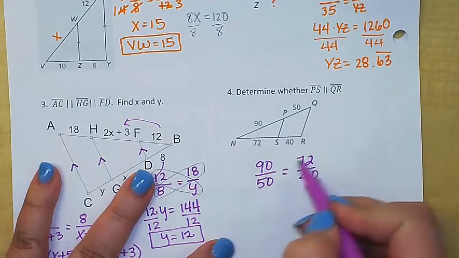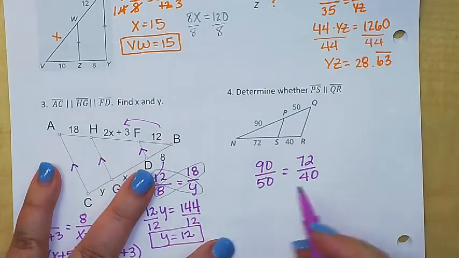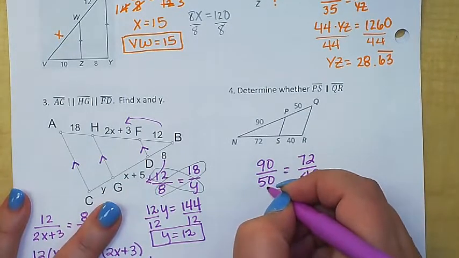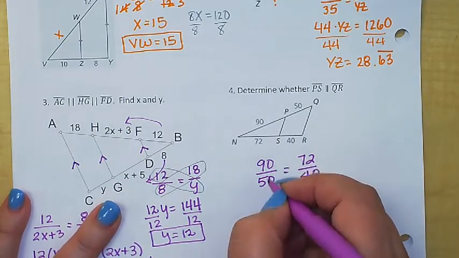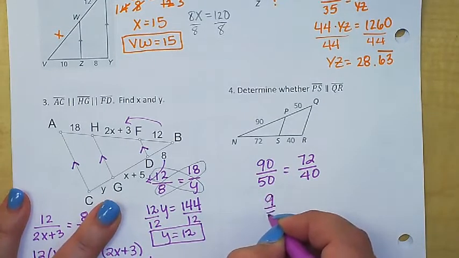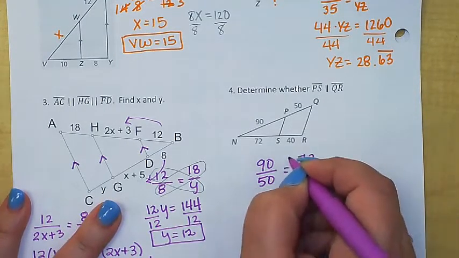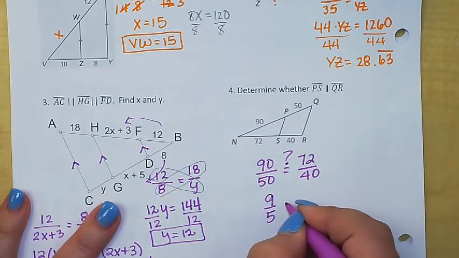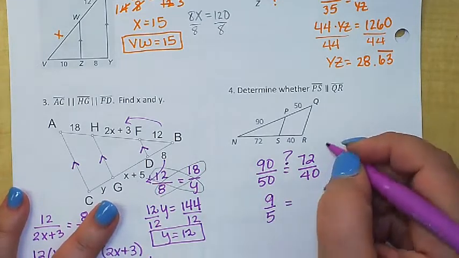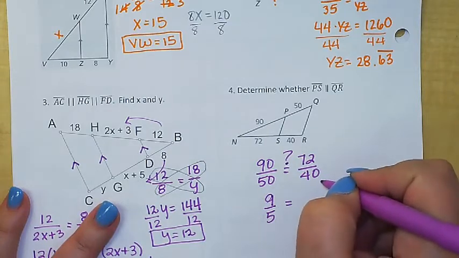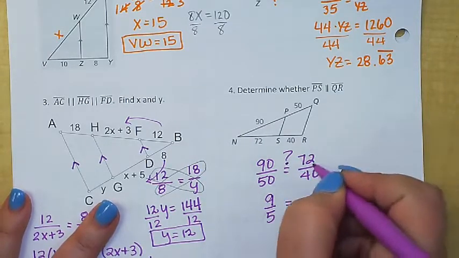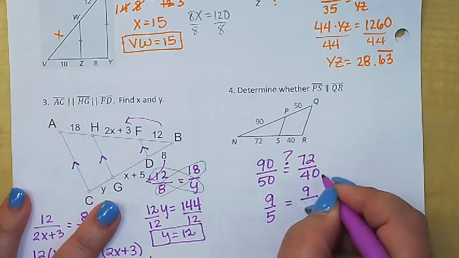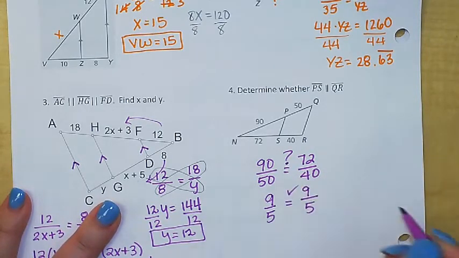And then you can either find the cross products and see if they're the same answer, or you could just reduce both of these. Like here I can see right away that these guys reduce by 10. And so if I divide all of that by 10, I get 9 over 5. So this is what we're looking for, by the way. This is a question mark. And then here I just happen to know that 8 goes into both of these. So 72 divided by 8 is also 9. And 40 divided by 8 is 5. So this does check out.